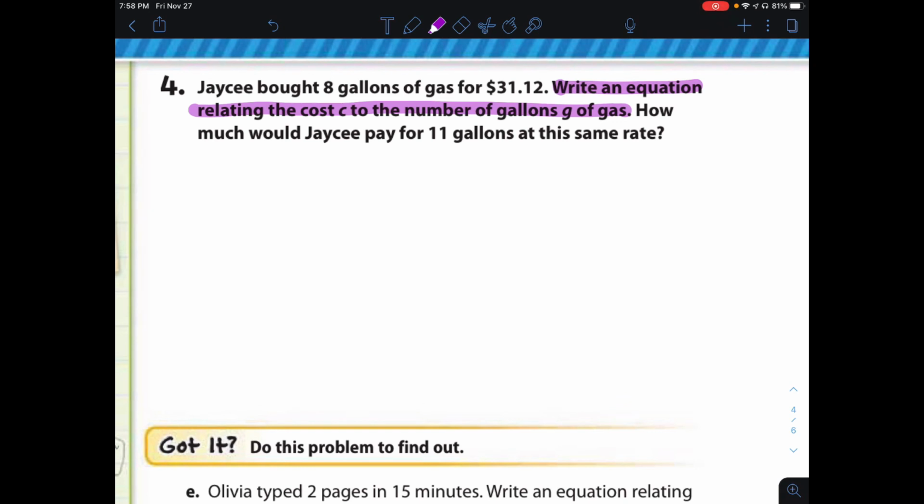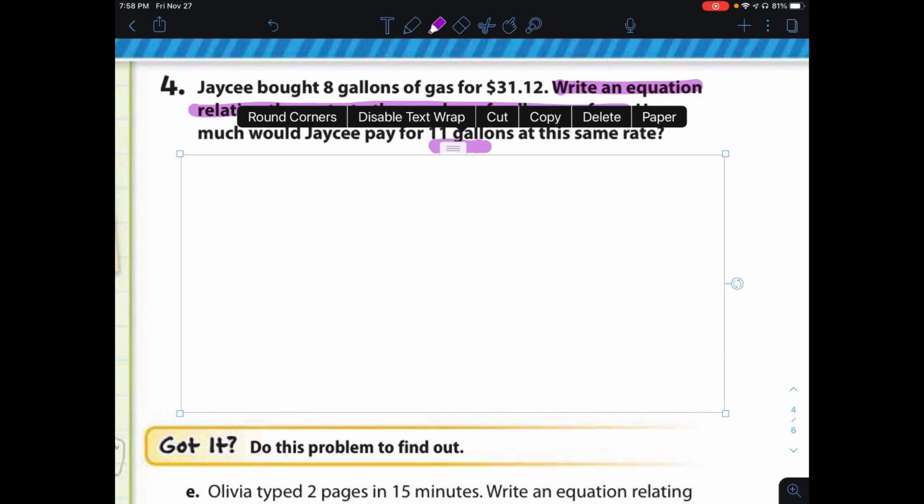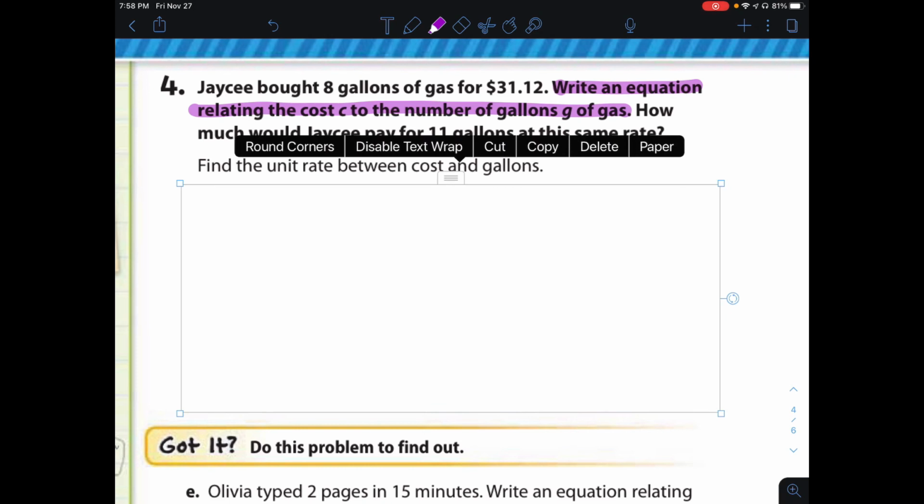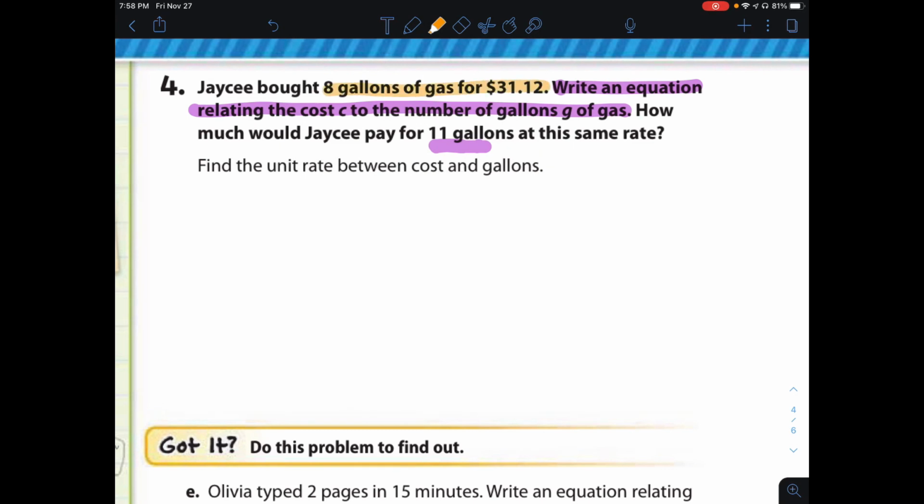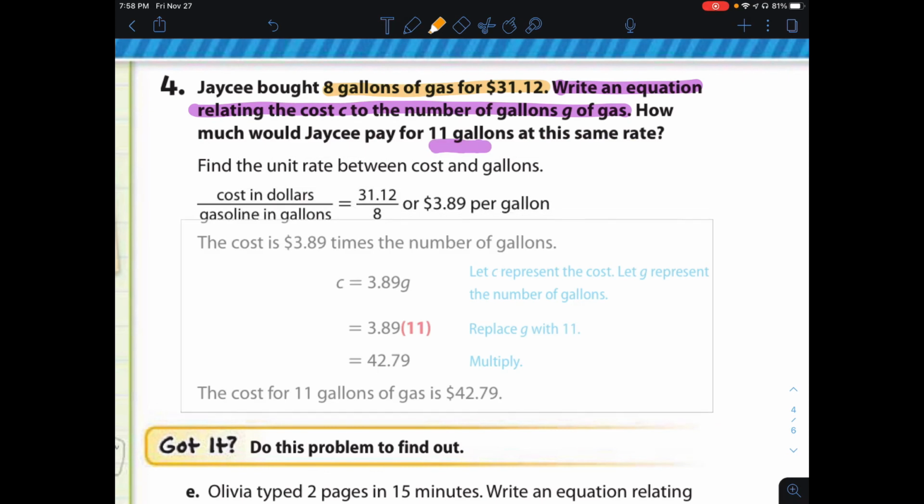So doing the same thing, we need to find the unit rate first, and then after finding the unit rate, we simply need to multiply it by 11 gallons, or simply 11. Let's take a look at how this works. First, we need to find the unit rate between the cost and gallons. Where will we get that? We'll get that from sentence number 1. 8 gallons of gas for $31.12.